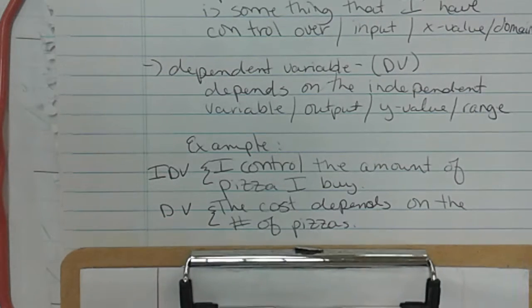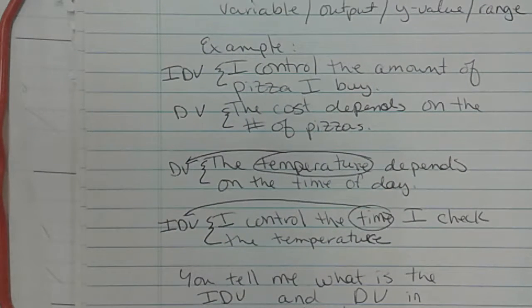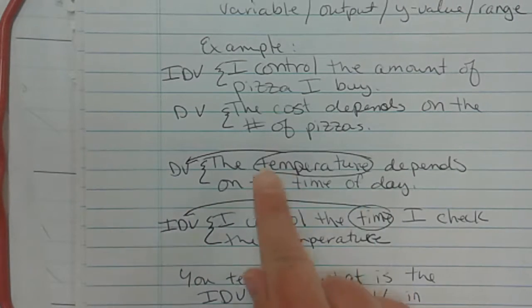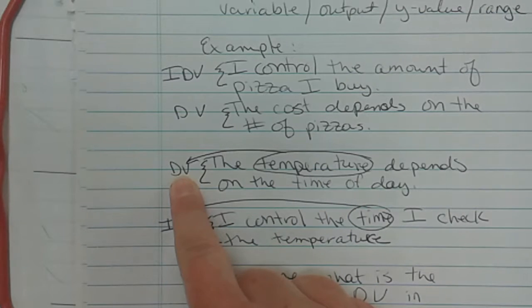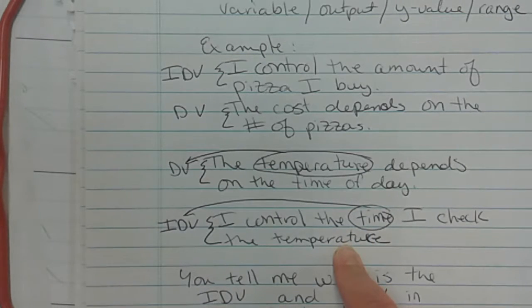Okay? So another example is temperature. The temperature depends on the time of day. Temperature is the dependent variable. Why? Because I can control the time I check the temperature. If it's 8 o'clock in the morning, it's usually cooler outside, right? If it's 2 o'clock in the afternoon, it's usually warmer. So the temperature depends on the time of day. And I have control over when I check the temperature.